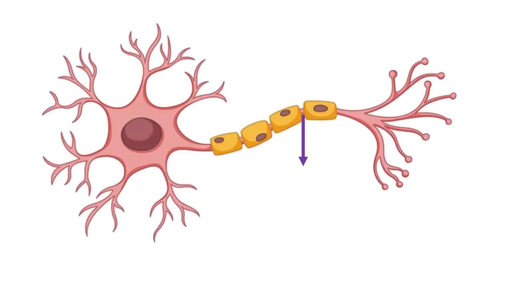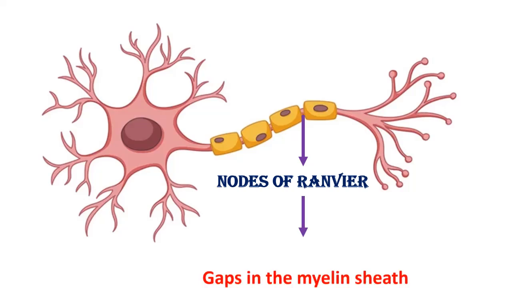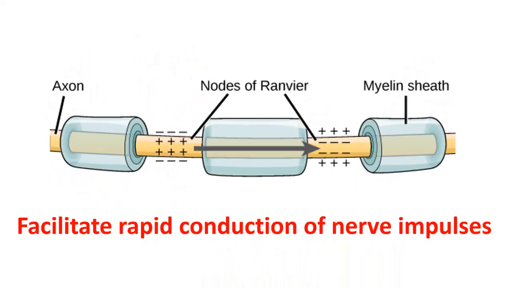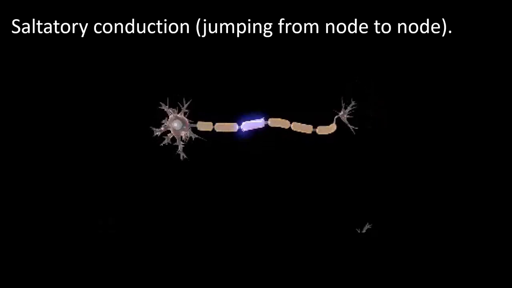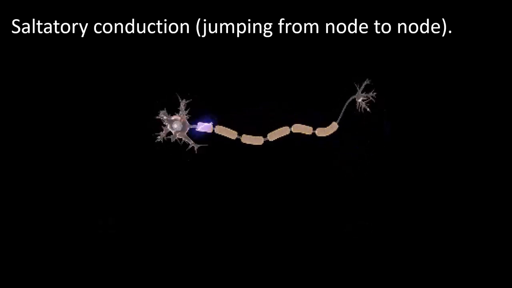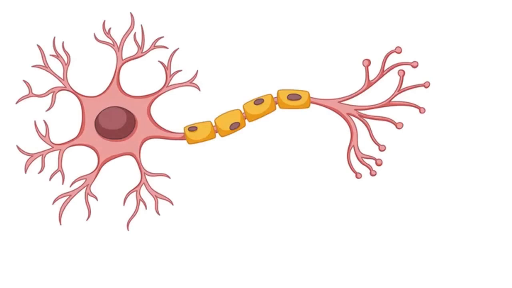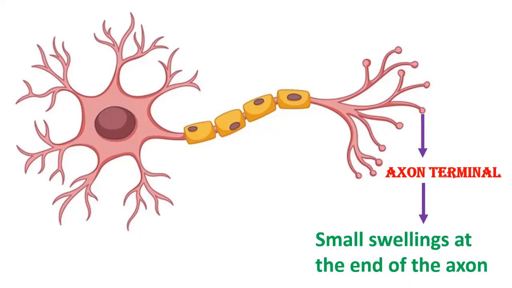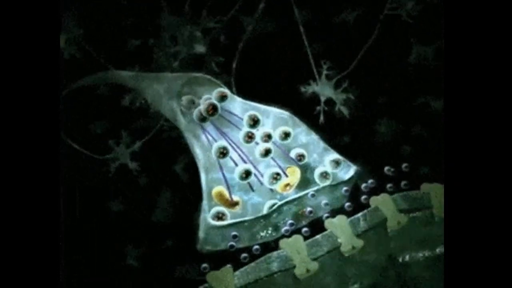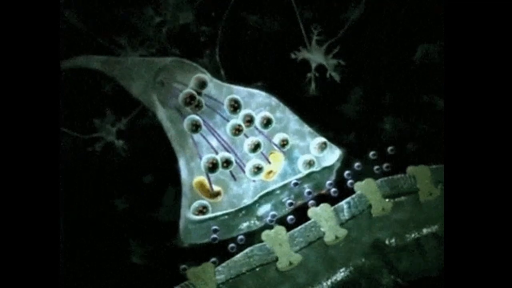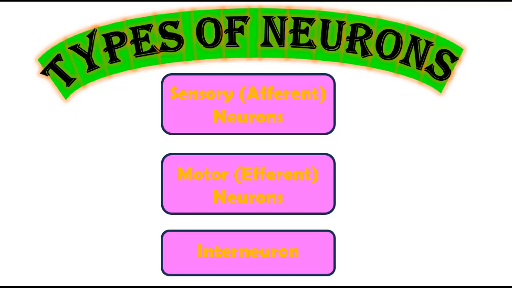Nodes of Ranvier. Gaps in the myelin sheath along the axon facilitate rapid conduction of nerve impulses through saltatory conduction, meaning jumping from node to node. Axon terminals, that is, synaptic buttons. Small swellings at the end of the axon release neurotransmitters into the synapse, the gap between neurons, to communicate with other neurons, muscles, or glands.